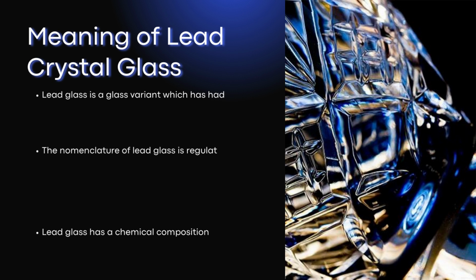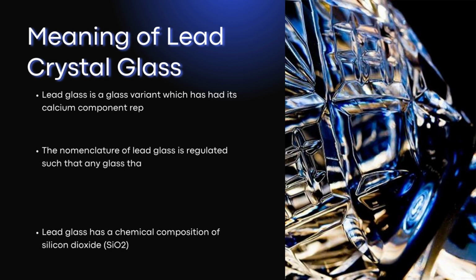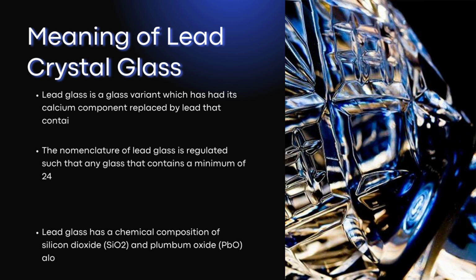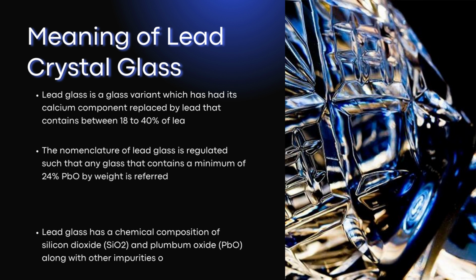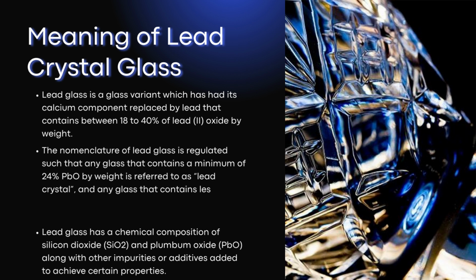Lead glass, or we call it lead crystal glass, is a glass variant which has had its calcium component replaced by lead that contains between 18 to 40% of lead(II) oxide by weight. The nomenclature of lead glass is regulated such that any glass that contains a minimum of 24% lead oxide by weight is referred to as lead crystal, which means it has to be 24% or more lead oxide and it will be considered as lead crystal. And any glass that contains less than 24% lead oxide by weight is referred to as crystal glass.